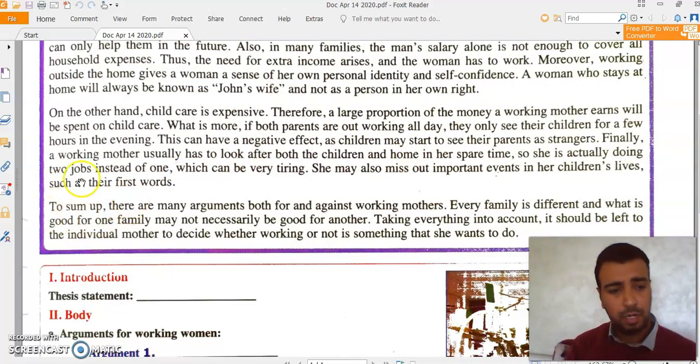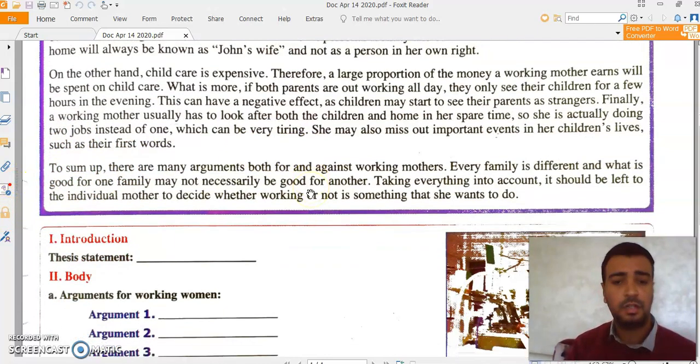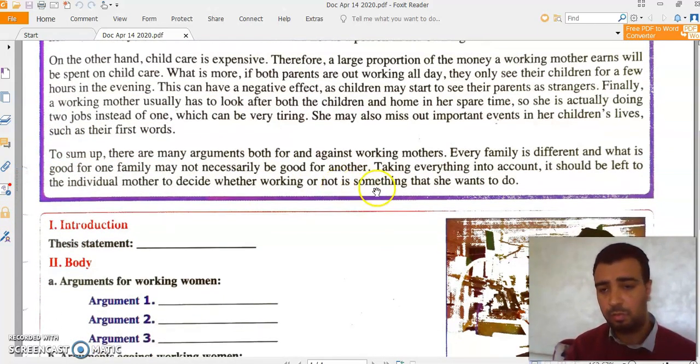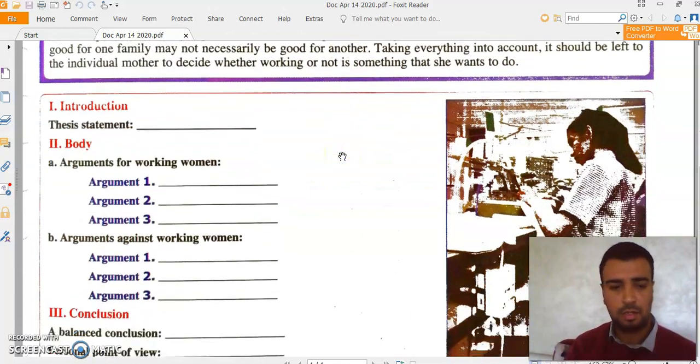To sum up, this is for the conclusion. So these are the linking words that we may have. Taking everything into account, this is to present a conclusion.